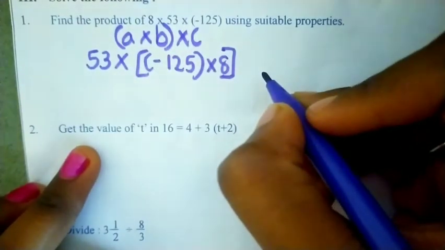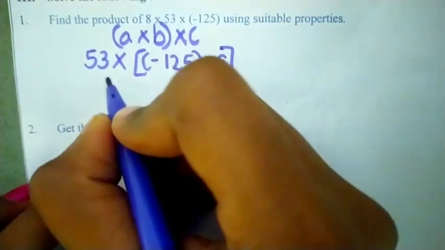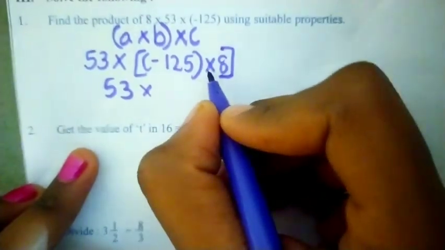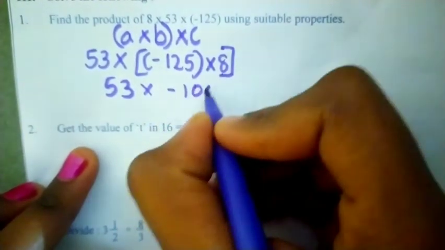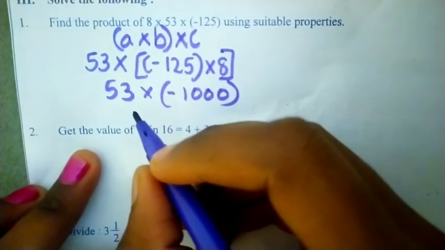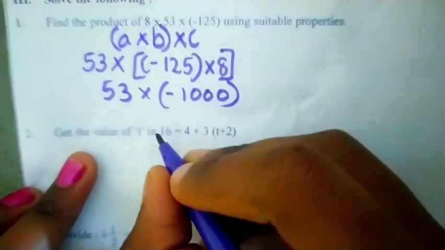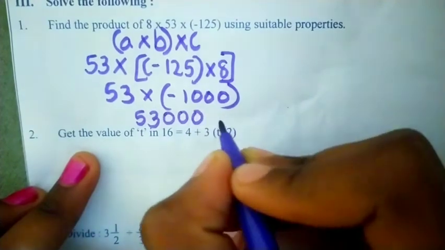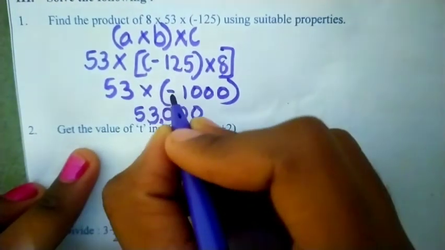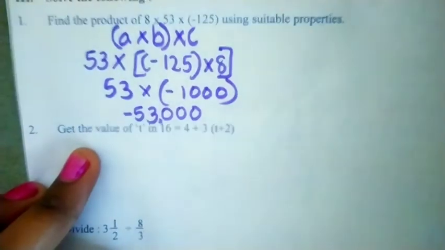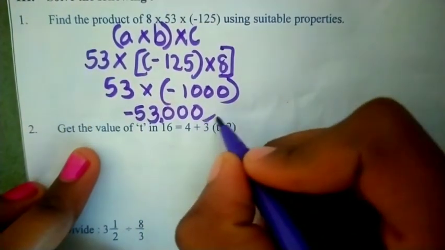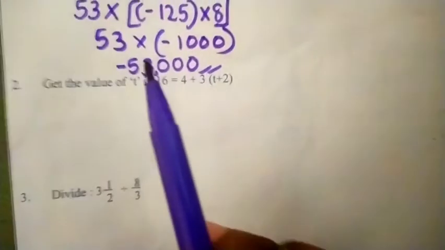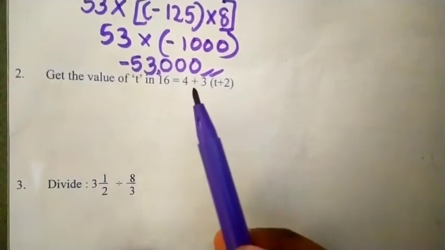Yes. So let's multiply it. 53 as it is, into 125 into 8, that is minus 1000. So now let's multiply 53 into 1000, that is 53,000. Here it is a minus symbol, so minus 53,000 is the answer. This is the associative property.